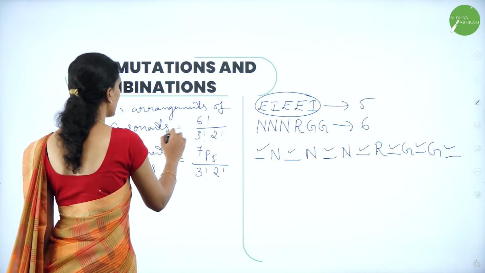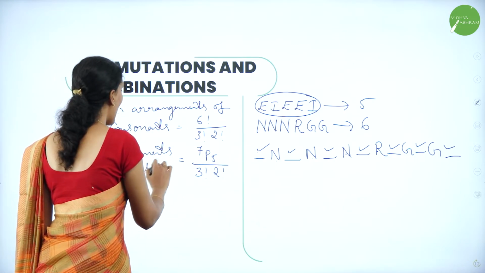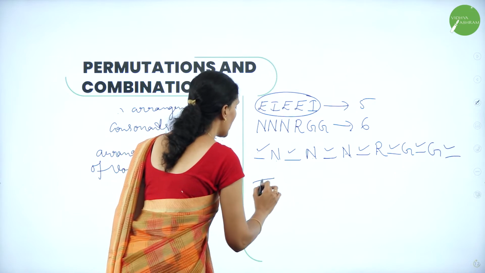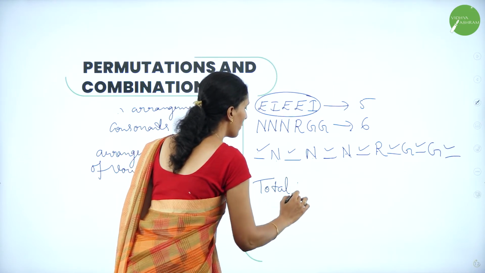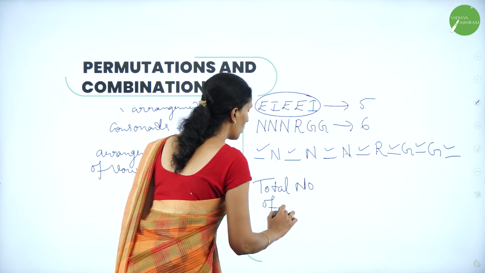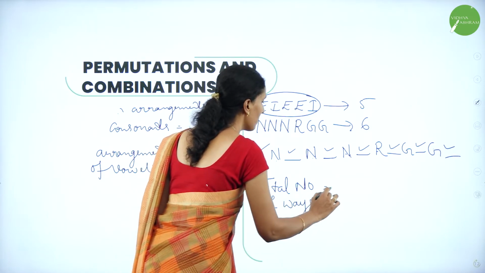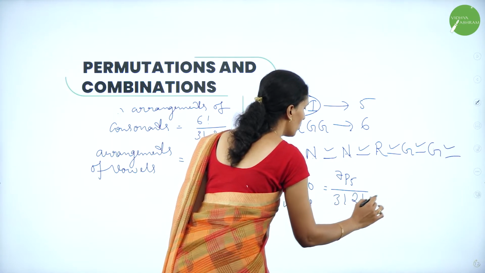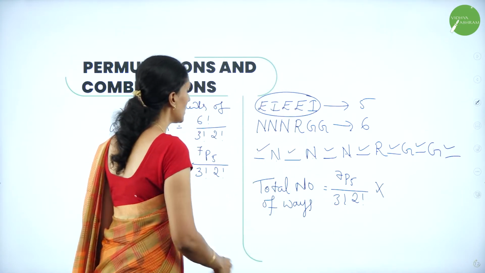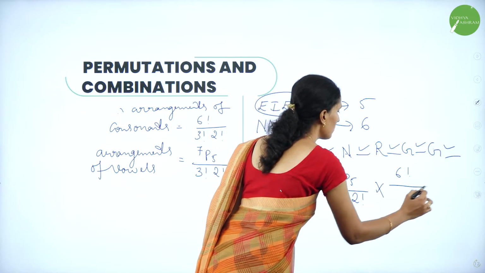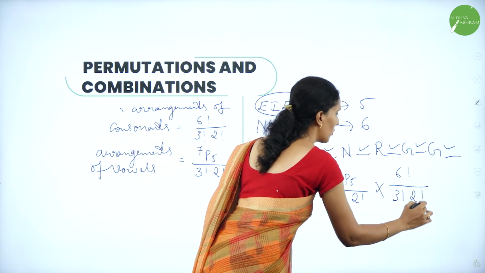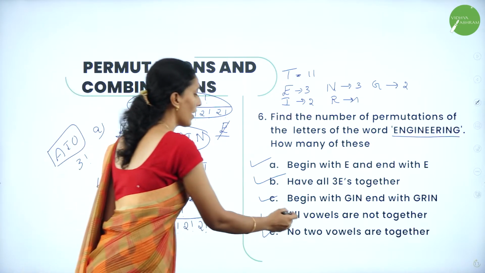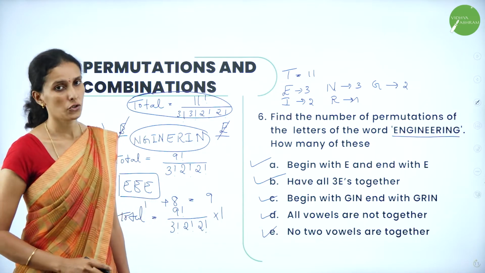So this is the arrangement of consonants. This is the arrangement of vowels in between consonants. So therefore, my total number of ways will be 7P5 over 3 factorial into 2 factorial into 6 factorial divided by 3 factorial into 2 factorial. So this is the arrangement where no 2 vowels occur together.